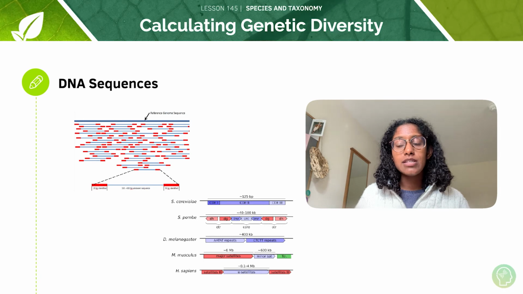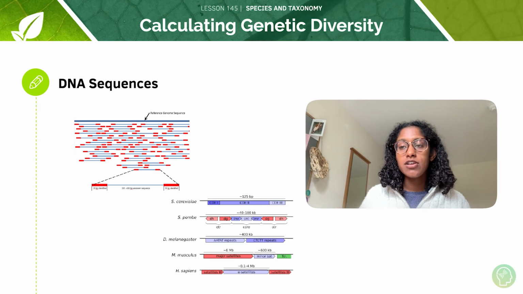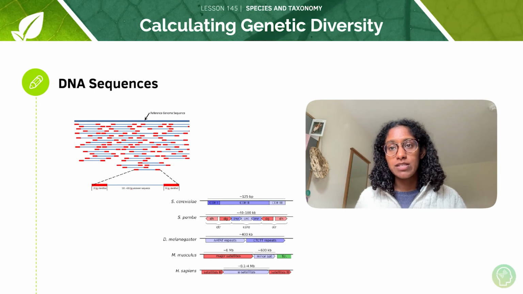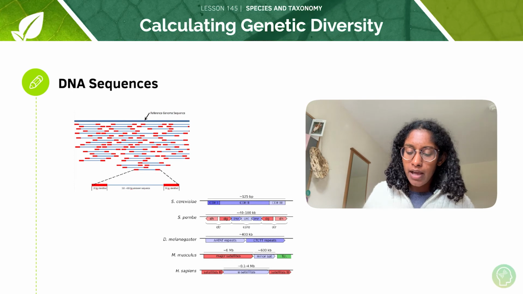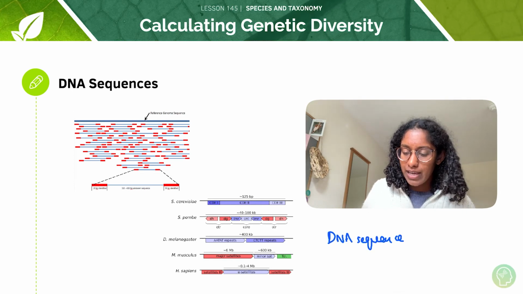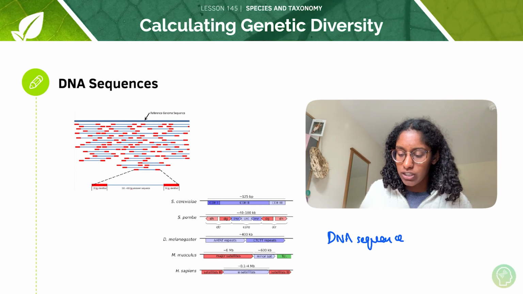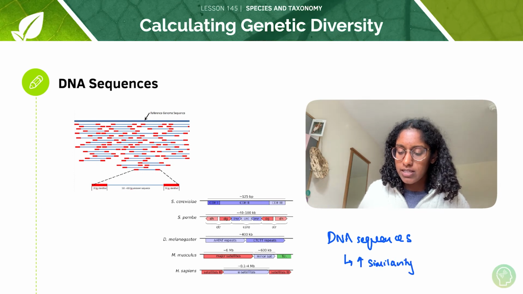Now, new techniques enable rapid sequencing of whole genomes. So for example, next generation sequencing. So by comparing the DNA sequences between species, we can determine the relationship between these organisms. So the higher the similarity between the species, the higher the similarity between the DNA sequences.